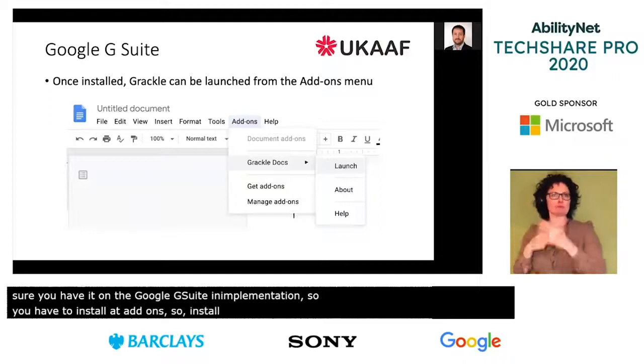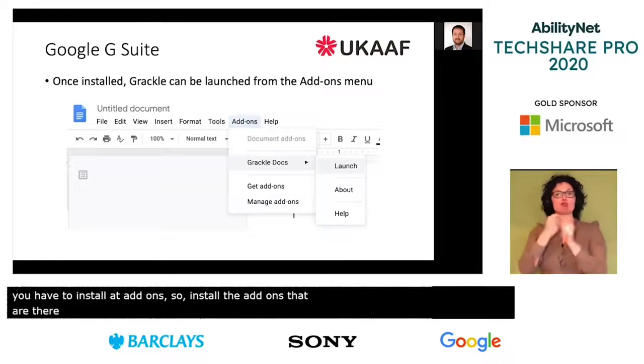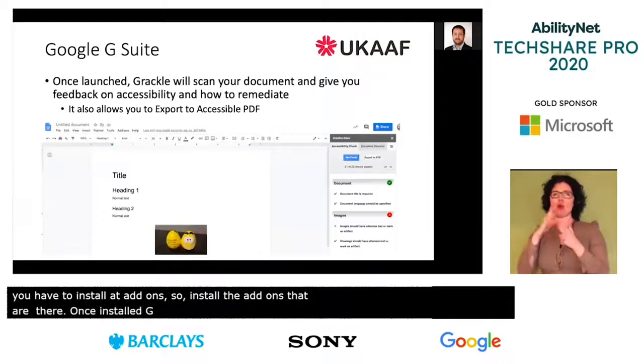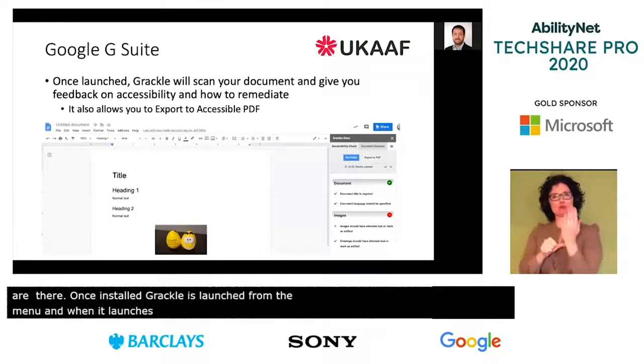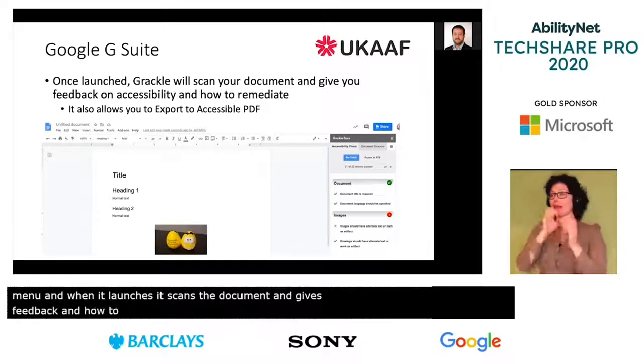And then once installed, Grackle can be launched from the add-ons menu. And when it launches, it will scan through your document and give you feedback on accessibility and how to remediate. And it'll also allow you to export to an accessible PDF as well.